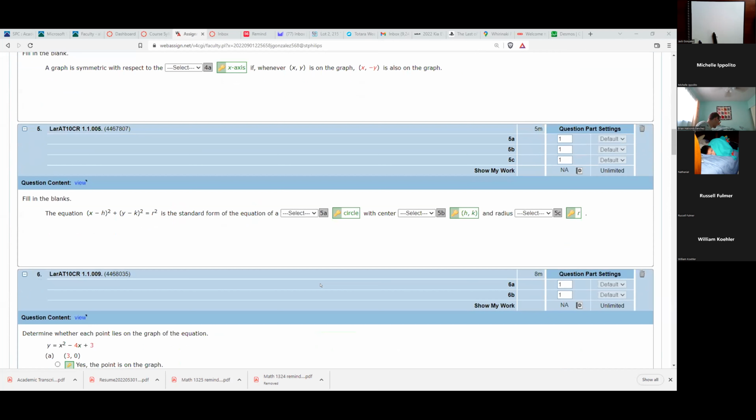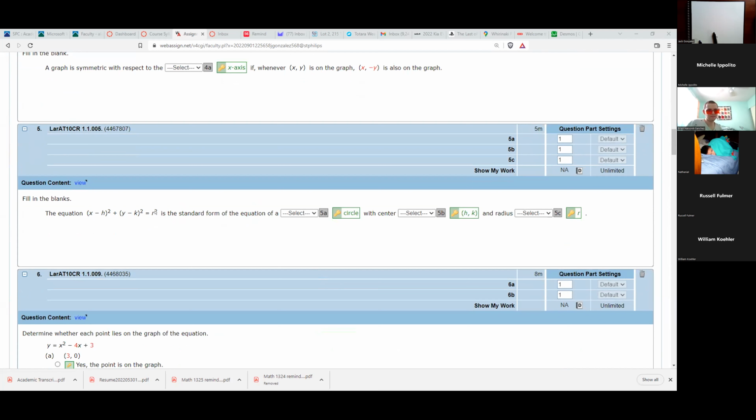The next section is about circles. So I'll write down all the formulas in a second, but the main one we're going to need here is the standard equation. So this is the standard form for a general circle centered somewhere at (h, k) with some radius r. So we'll write this down in a second.